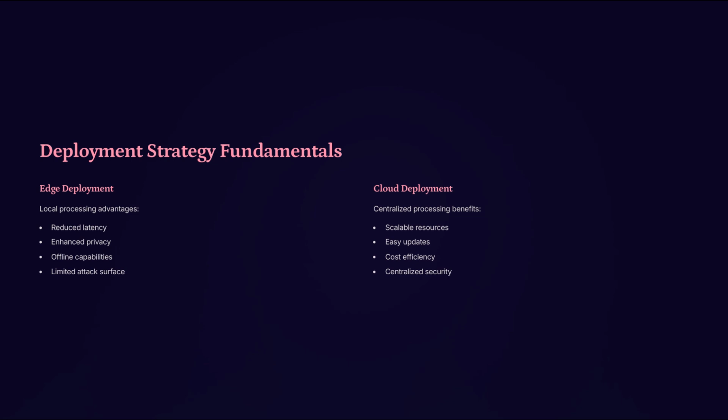On the other hand, cloud deployment provides centralized processing benefits. It allows for scalable resources, making it easier to handle varying workloads. With cloud solutions, updates can be rolled out efficiently, ensuring systems are always up to date. Lastly, centralized security measures help protect data more effectively. Next, we'll explore the infrastructure components that underpin these strategies, as modern AI systems rely on intricate ecosystems to function optimally.